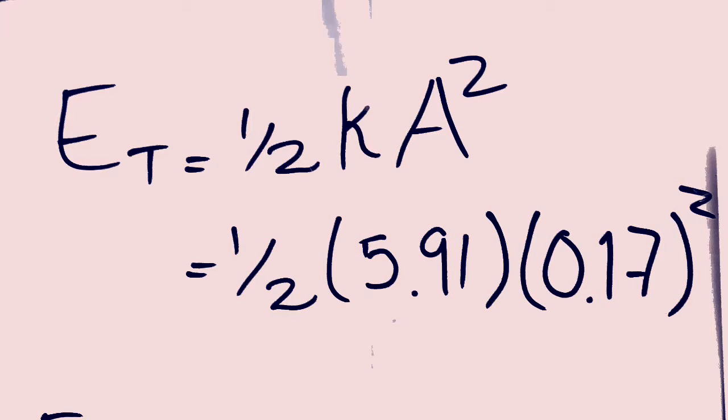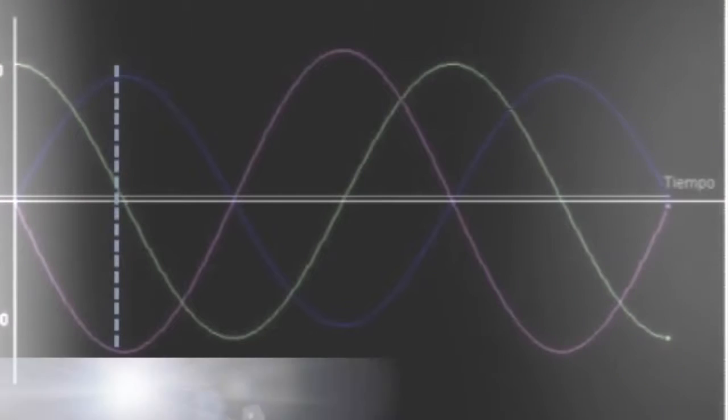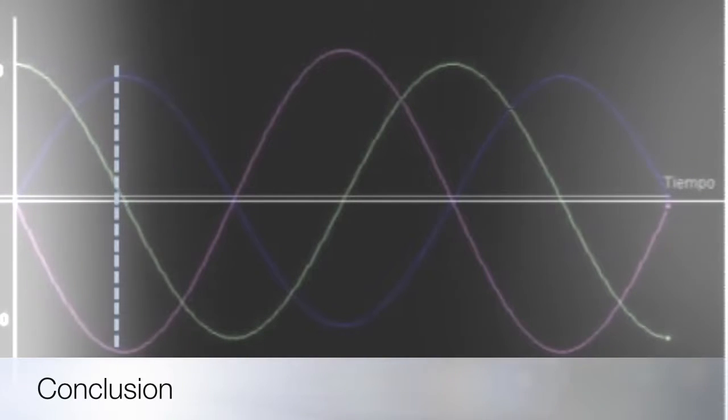Finally, this information will help us to get the total energy, that is the spring constant K times amplitude A squared over 2. This will give us 0.5023 joules. We could obtain these conclusions.